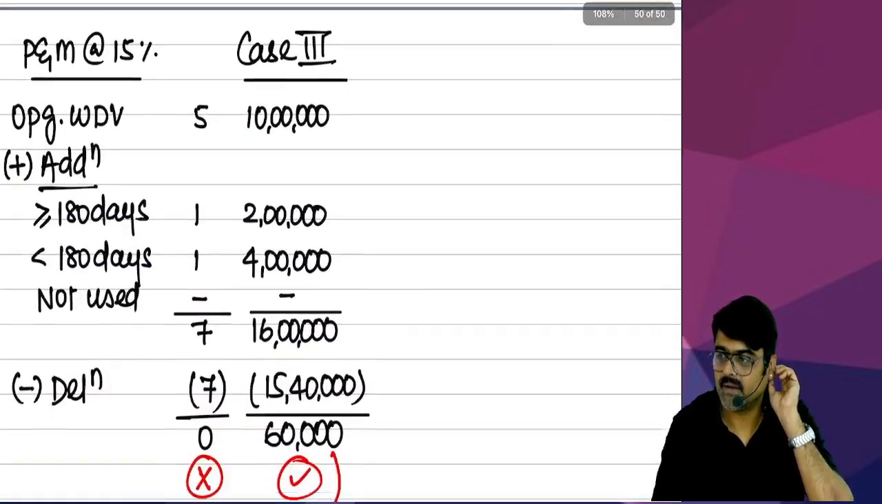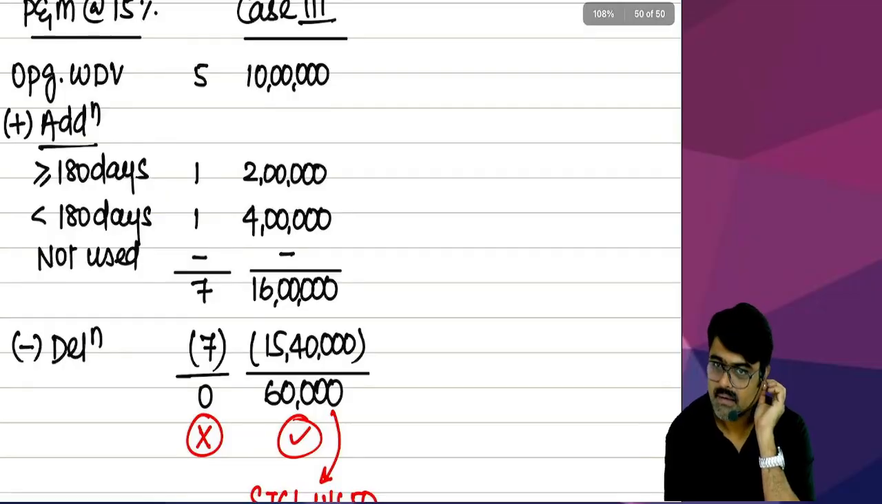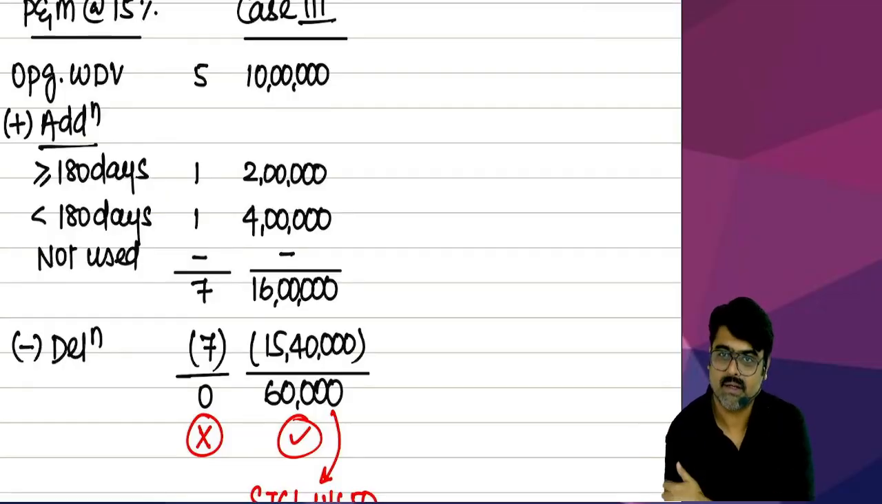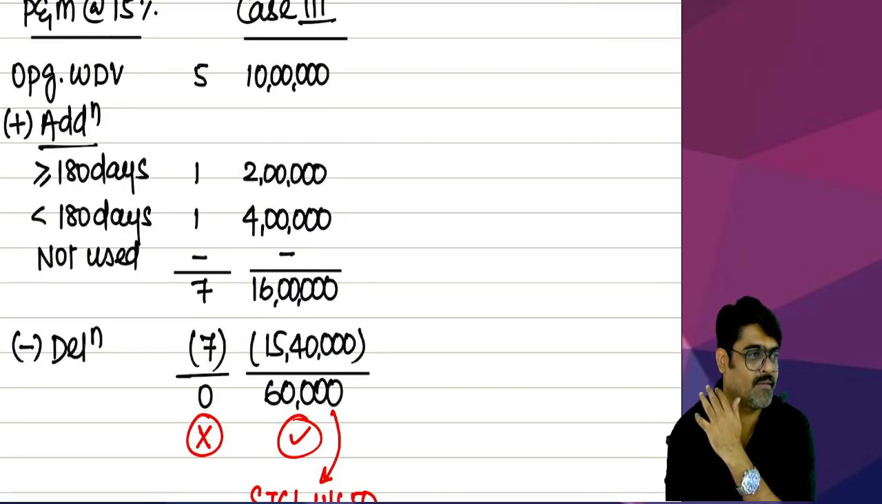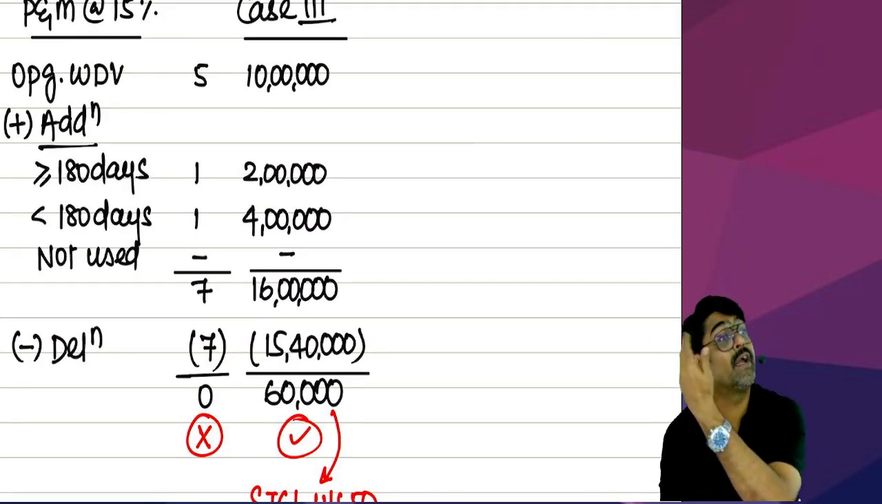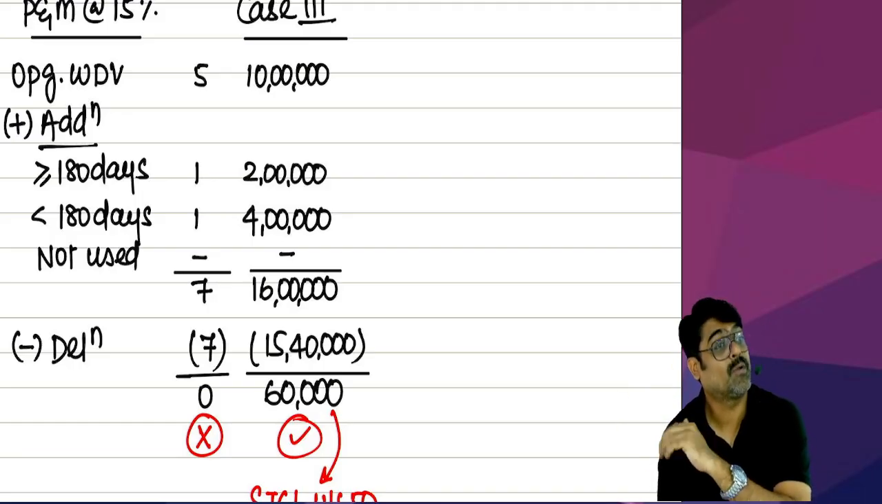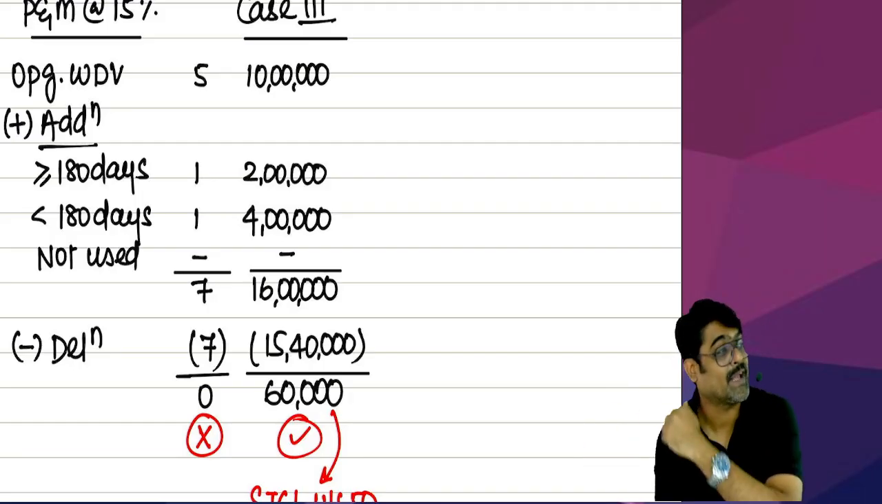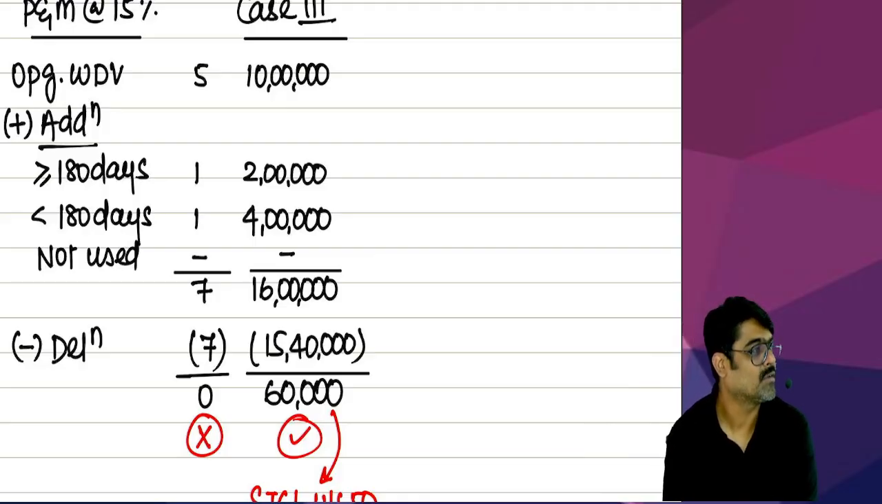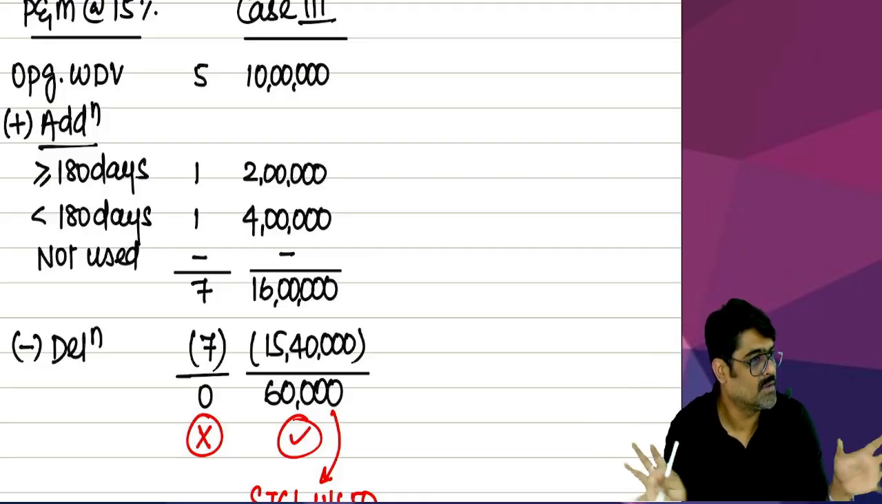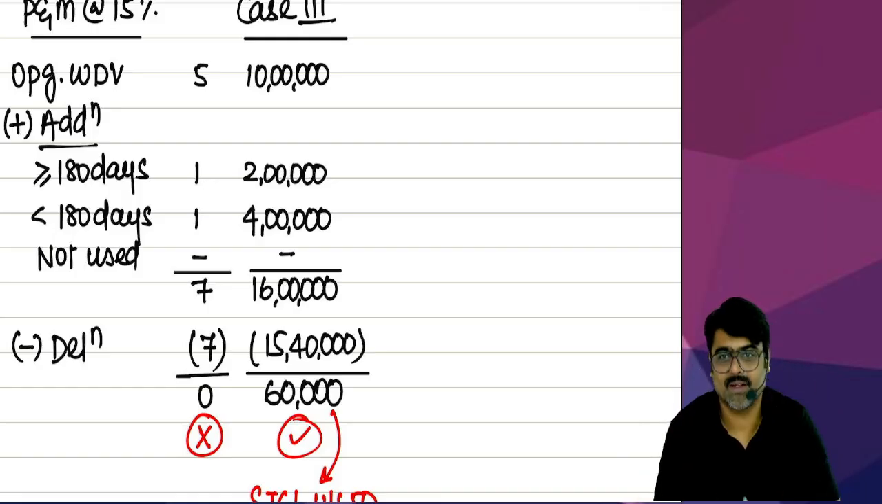This year, in case 3, do you have a block remaining? So next year, opening WDV, 0. Everything will be 0. Next year, if these assets are purchased again, the block will be formed for the first time again, because this block ceases to exist in this year only, as no assets are there in the block. Understanding or not? Tell me yes or no.